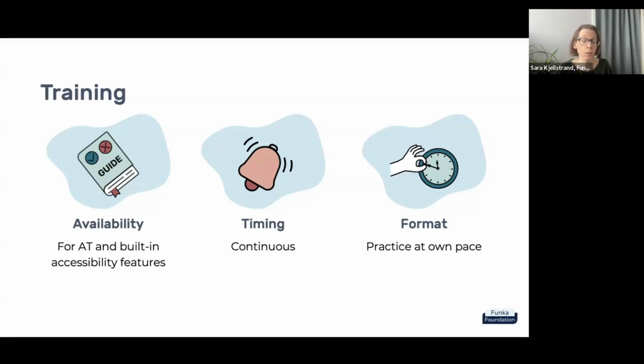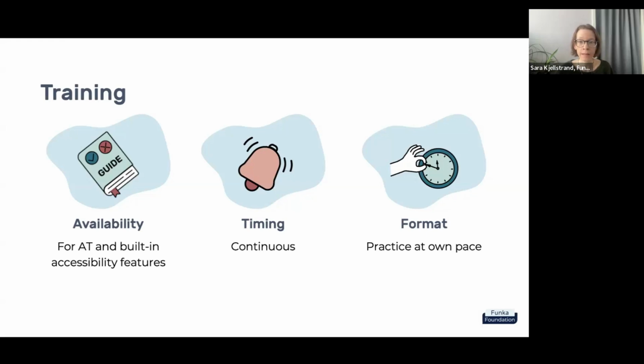There may be a need to learn new things or to relearn how to properly use the AT or the built-in accessibility features. So there's a need for continuous training and support.